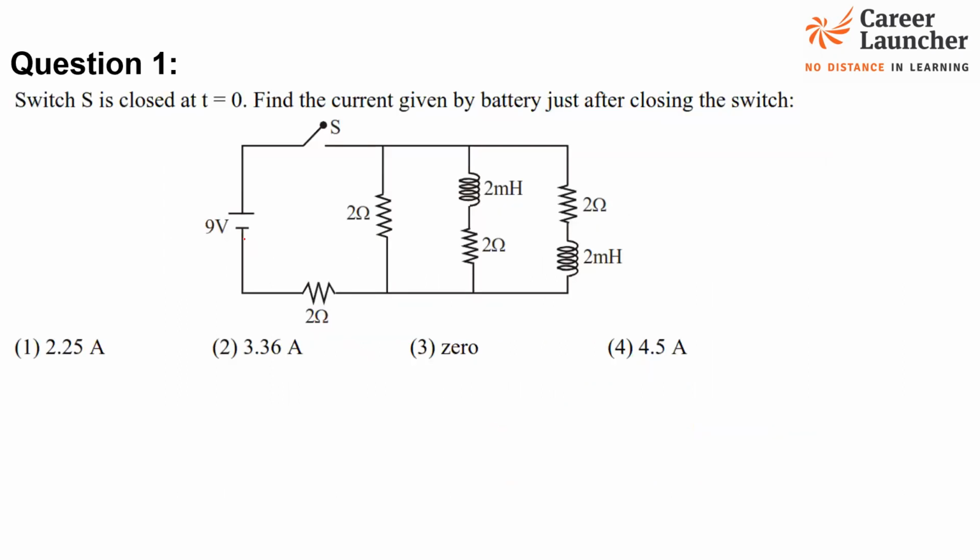All right, so question number 1, a very simple problem. Switch S is closed at t equal to 0. Find the current by the battery just after closing the switch.